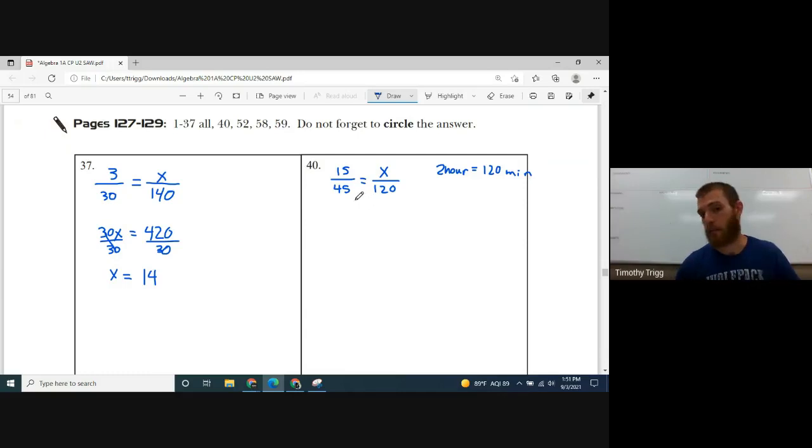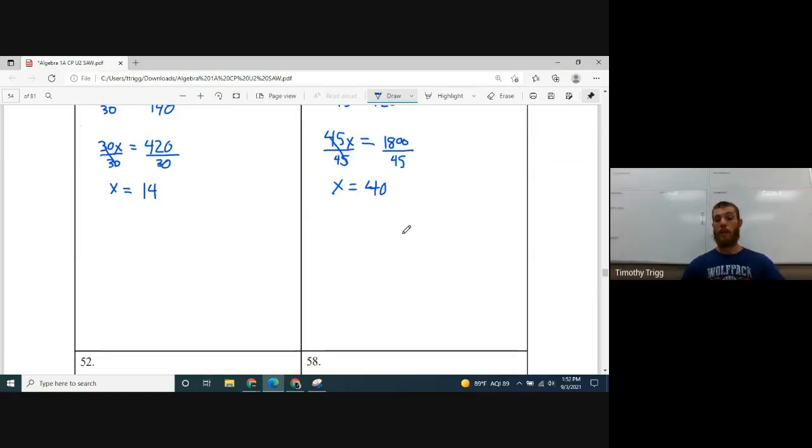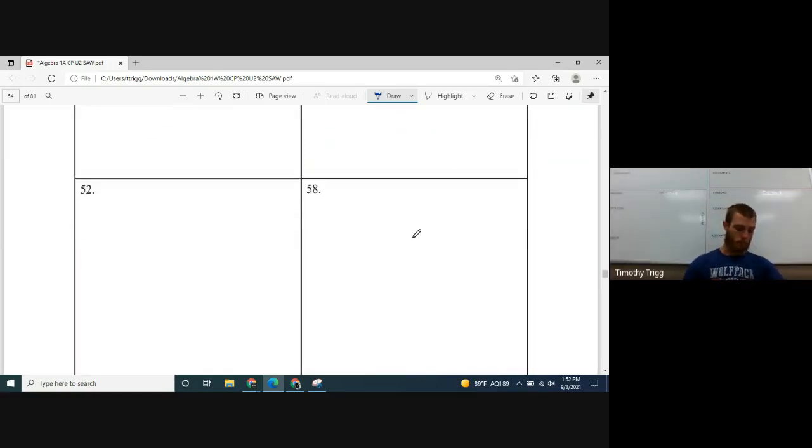And we're going to cross multiply like before. So 45 times x is 45x equals 120 times 15 is 1800. Divide both sides by 45 to get x by itself. That gives us that x equals 40. So it'll take 40 minutes to download that 2-hour movie. That's what you want to say.